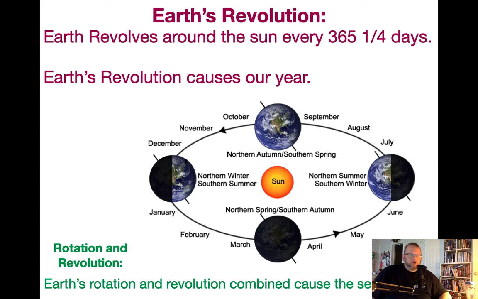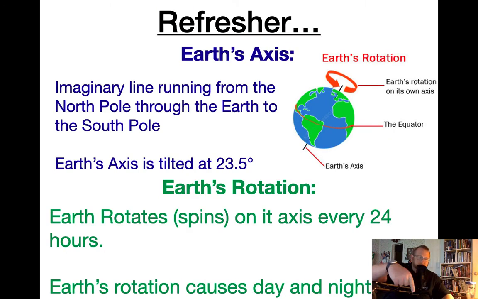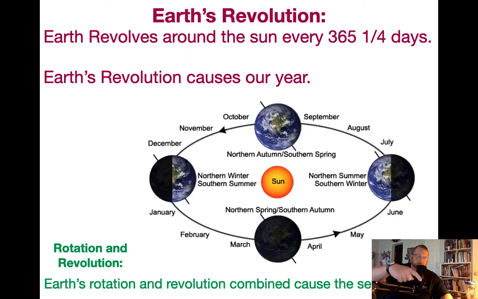Which takes us to Earth's revolution, which is the sun in the middle and the Earth that revolves around the outside of it. Okay. So that is revolution. It's revolving around the sun. That happens every 365 1/4 days. The revolution causes our year. The rotation causes our day. Rotation in 24 hours. Revolution 365 days.